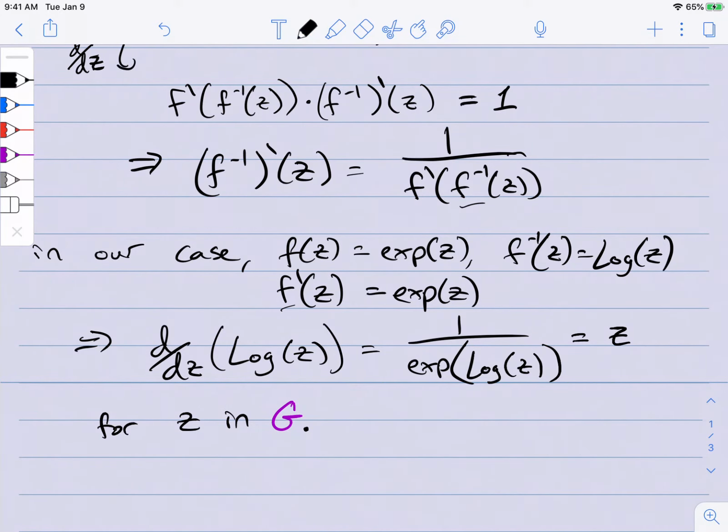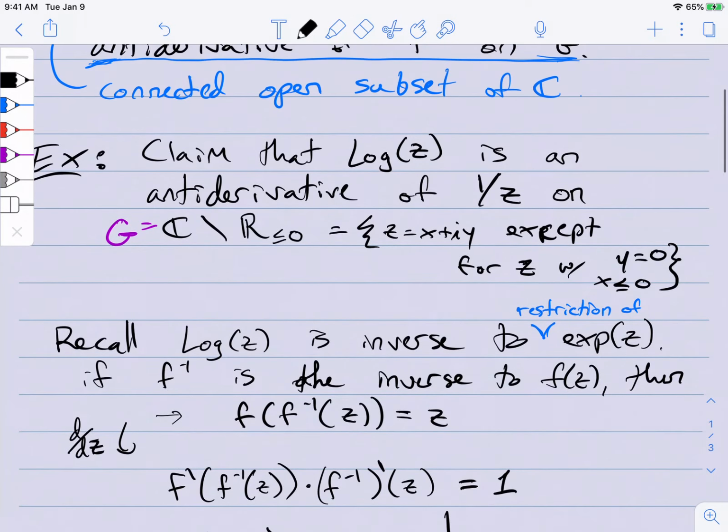That's the largest, G is the largest open region in which this log function is continuous. Okay. Sorry, typo here. The exp of log of z is z, and so this is 1 over z. That's what I was trying to say. So the derivative of log z is 1 over z, just like in the real case. We just have to be careful of what region we're working on.